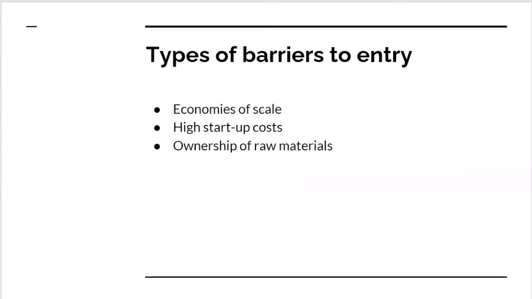And so types of barriers to entry, we went over this, but to reiterate: economies of scale. That can be a barrier to entry, while there's only a couple firms that are able to lower their costs the more they produce. So think of utility companies. High startup costs: it's just expensive to enter into the market, so that dissuades firms from entering in the first place. And lastly, ownership of raw materials, where one or a couple firms control all the raw materials you would need to enter into that market itself.